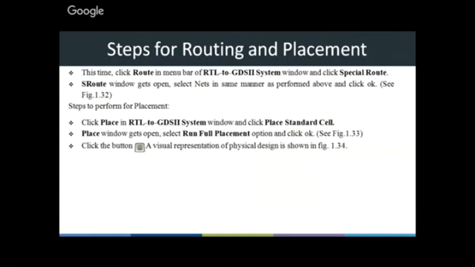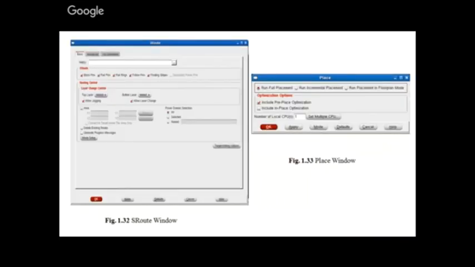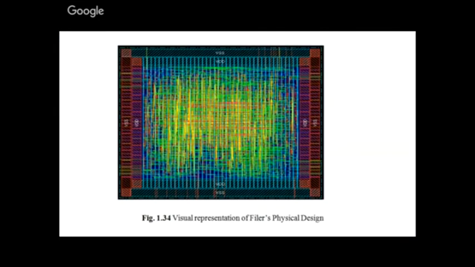Once your placement is done, then we click the physical viewer button that is present in your RTL to GDS II window in the right corner. So now this is the visual representation of your ASIC. Now there is no consideration of parasitic components. To see the effect of these parasitic components, that is resistance and capacitance, we go for another option.